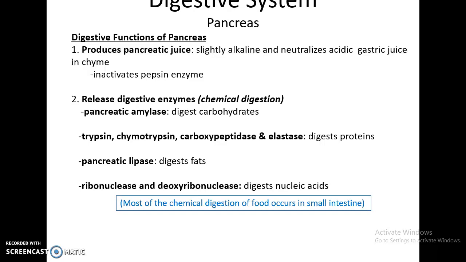Pancreas produces pancreatic juice, which is slightly alkaline to neutralize the high acidity of the gastric juice in the chyme. This also inactivates enzymes that need a highly acidic environment to function. It releases a variety of digestive enzymes, including pancreatic amylase, that breaks down carbohydrates, trypsin, chymotrypsin, carboxypeptidase, and elastase that break down proteins, pancreatic lipase that digests fats, and ribonuclease and deoxyribonuclease that break down nucleic acids. Turns out that most of the chemical digestion of food occurs in the small intestine.